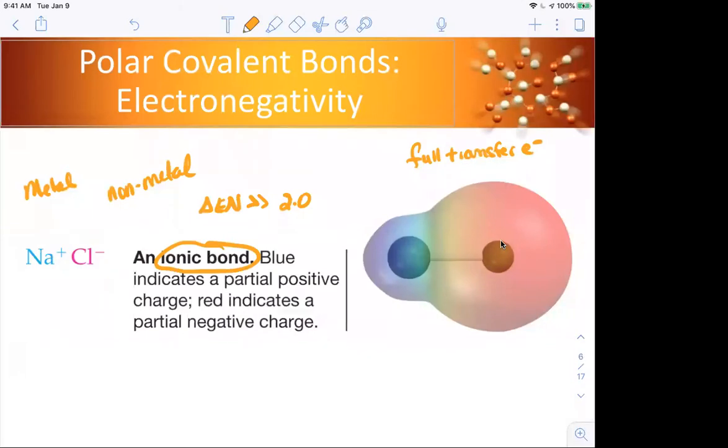What I have is my sodium becomes fully positive, my chlorine becomes fully negative. You can see by this red color that this is definitely negative. This totally blue color means that is definitely positive. So this is going to be my sodium, and this is going to be my chlorine. And you're going to have those charges because they've actually transferred electrons.